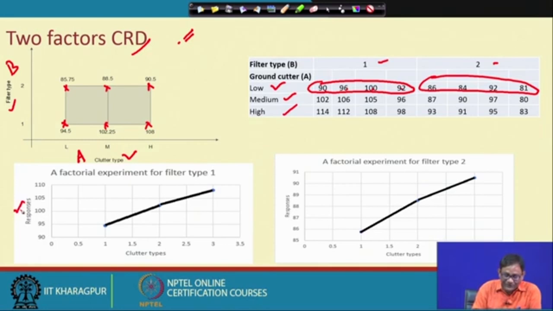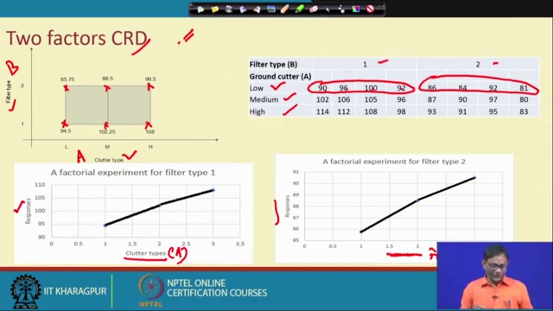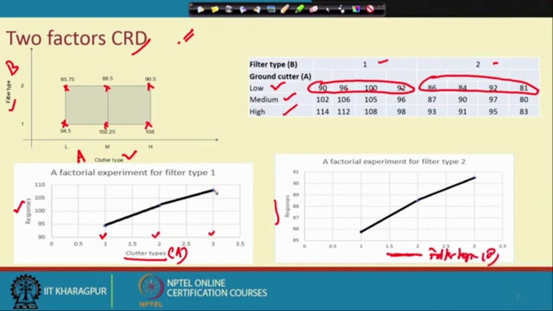Now, if you see the response versus clutter types, that is factor A, and response versus filter type, that is B. Okay. So, you see that clutter level 1 to level 2 to level 3, there is increase in response, and similarly for filter type 1 to 2, this is a wrong plot, this portion is not required, this much. Again it is increasing, but you may be interested to know what is this value and what is this value, because there are several observations.